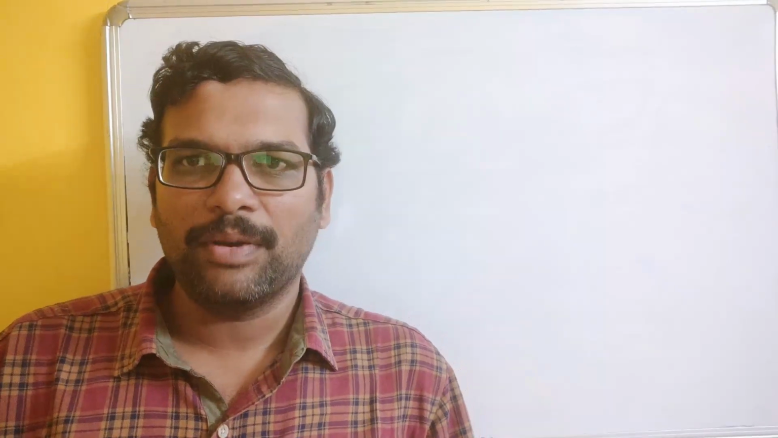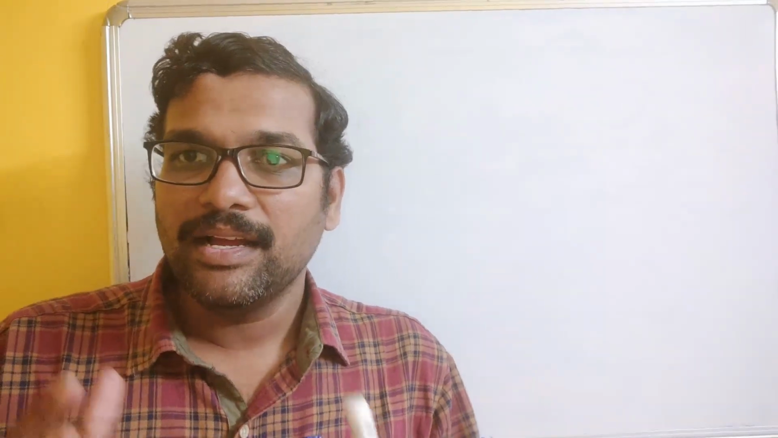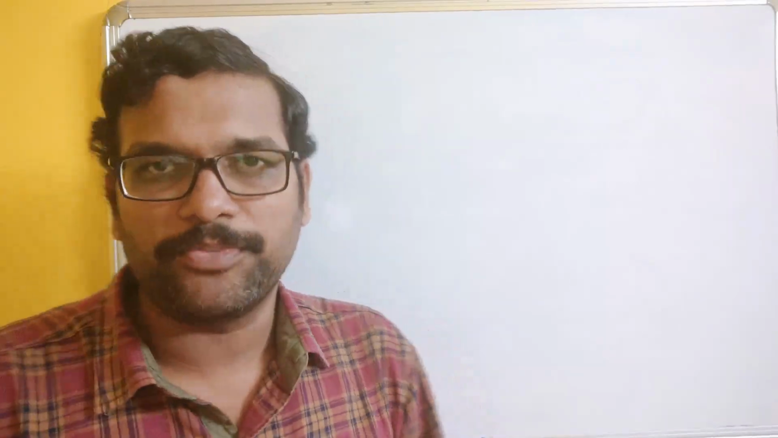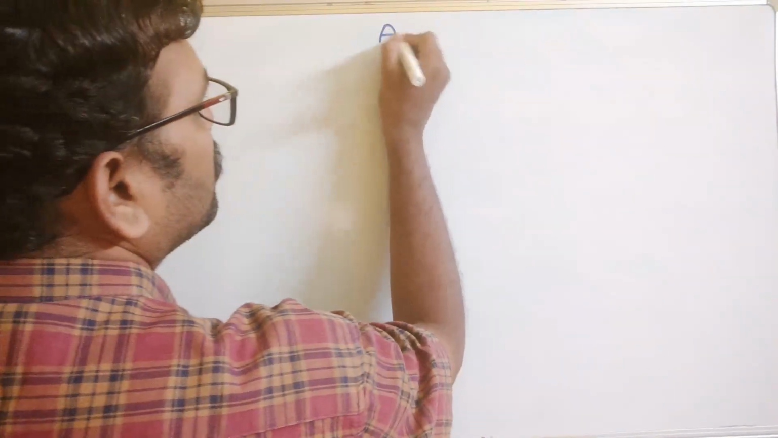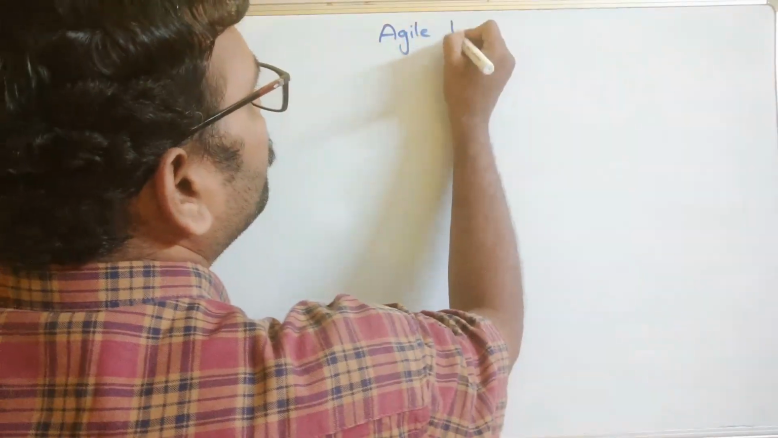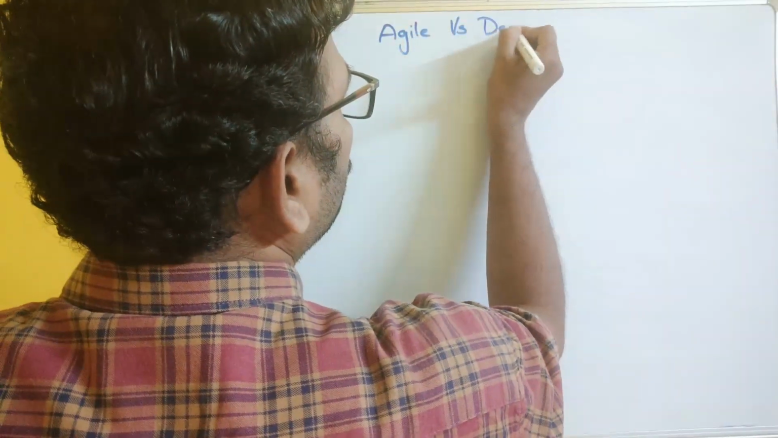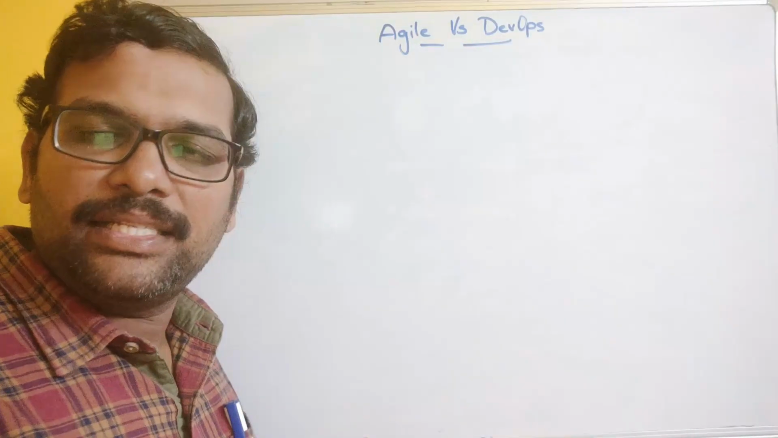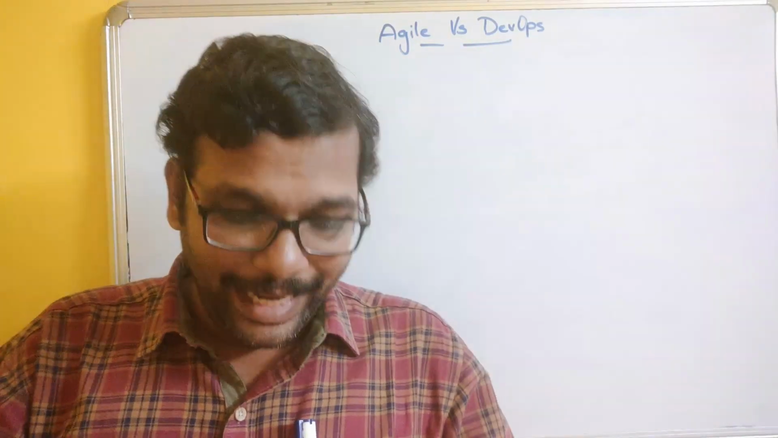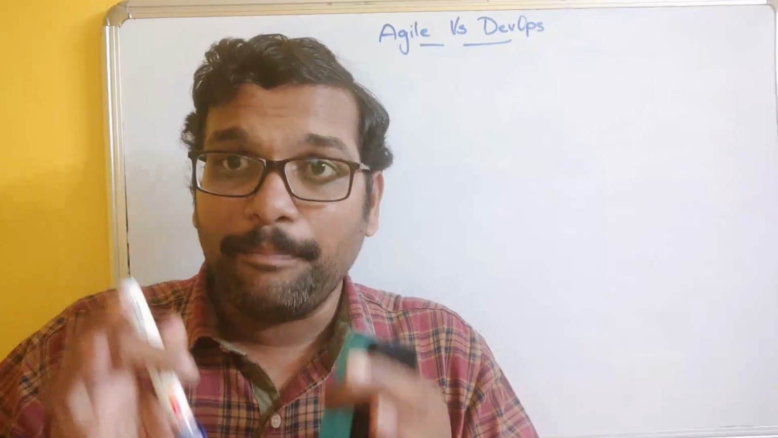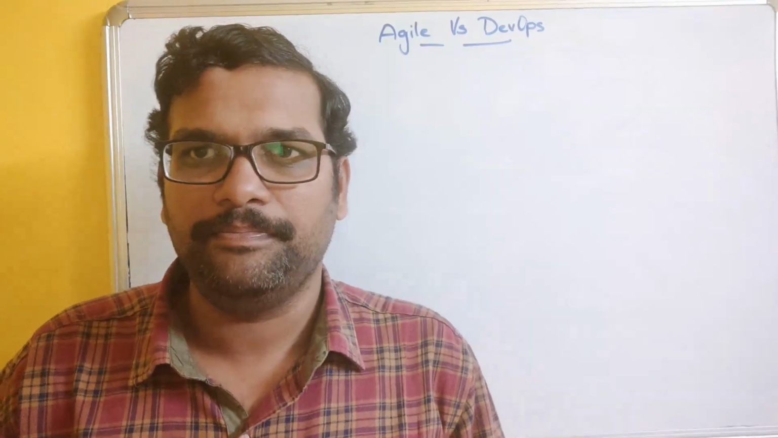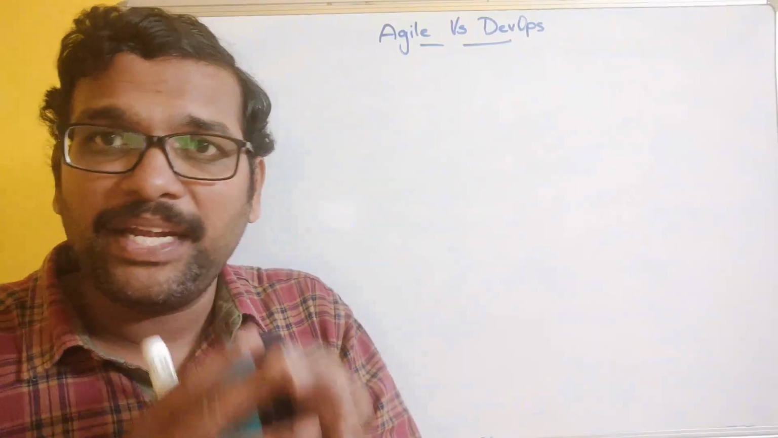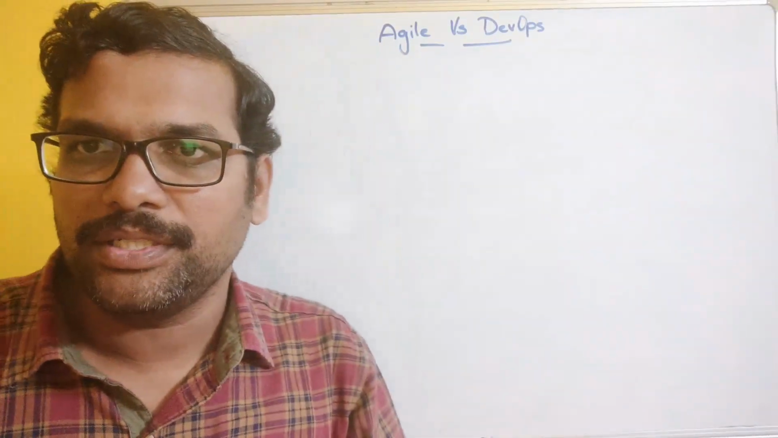So today we'll see one more concept in DevOps, that is the differentiation between Agile methodology and DevOps. So, Agile versus DevOps. We have seen that DevOps is the combination or integration between the development team and the operations team. And before seeing the differences, let me tell you about this Agile methodology.